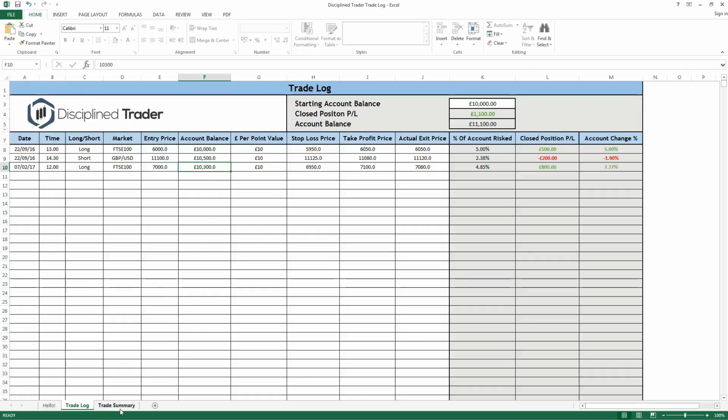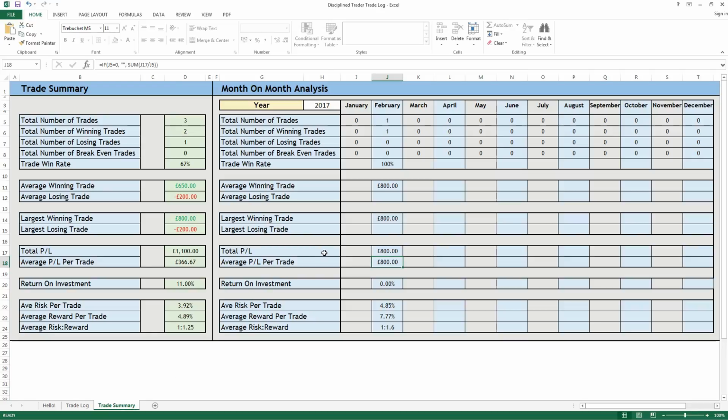We then have the trade summary sheet down at the bottom, and this goes through a lot of statistics based around the data you input on the previous sheet. So this side of the sheet over here gives you information on the data as a whole, so the total number of trades you've taken, the total winners, losers and break-evens, the win rate, total win rate of all the trades that you entered. We've then got the average winning trade and the average losing trade size, the largest winning and the largest losing trade size.